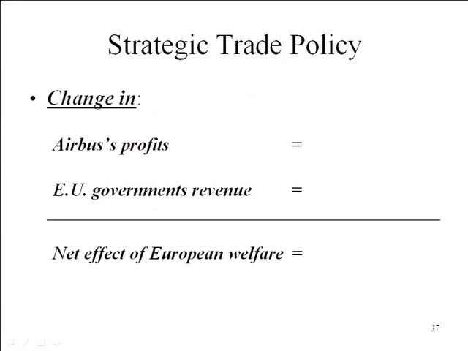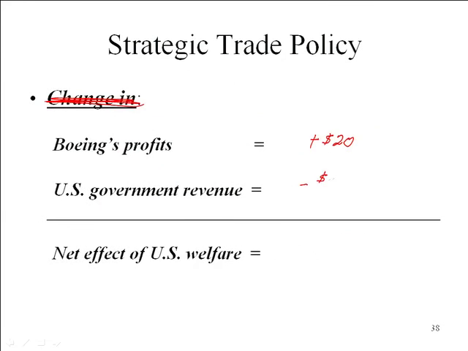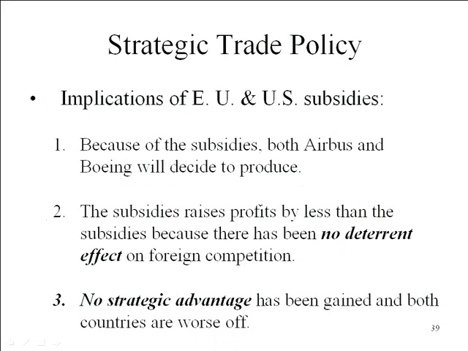We're suffering economies of scale, which is why our total payout, even though it's positive, is not nearly as great. So if we look at Airbus's profits, those were 20 million. The EU government revenue is going down by 25 million. So the net effect on European welfare is minus 5. Oh, that doesn't sound so good. And if we looked at it from the US perspective, Boeing's profits would also be 20. But it cost the US government 25 million. So the US welfare is off by 5 million as well. So notice that if both countries' governments provide subsidies, then we end up with the outcome where both firms are now producing. So there's no deterrent effect, nobody gets a strategic advantage, and both countries are worse off.